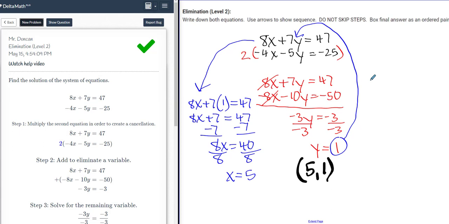In summary, if you realized that this 7y could turn into a positive 35y, and if you realize that this negative 5 could turn into a negative 35, that's fine. But realize that you would have to multiply this top equation by 5 and the bottom equation by negative 7. So it's more work, but you'll still get the correct answer. And again, that's just extension for when you get to the level 3 type questions.